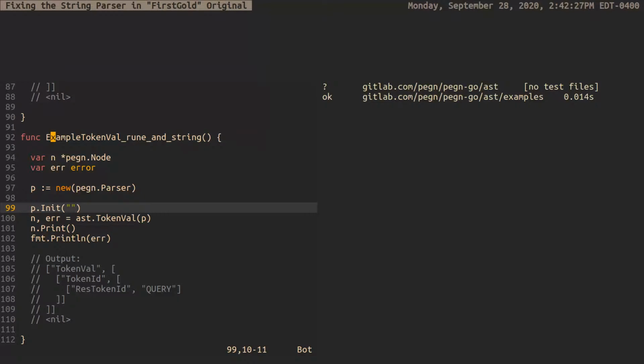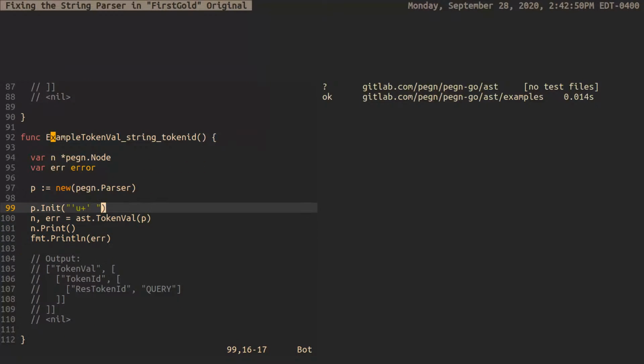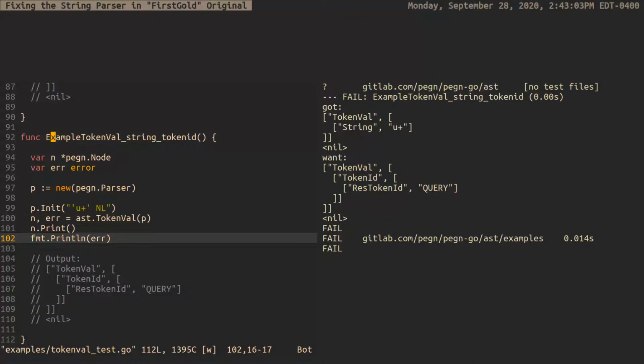Let's say U plus, and then we have, well, that is a string. So how about we do a string and then a token ID. Let's try that. So if I have a token ID after that, like a CR, I mean, that doesn't make any sense, but let's just test that. So that gave us a string, but it did not give us the thing after it. And that's bad. Actually, that's a fail.